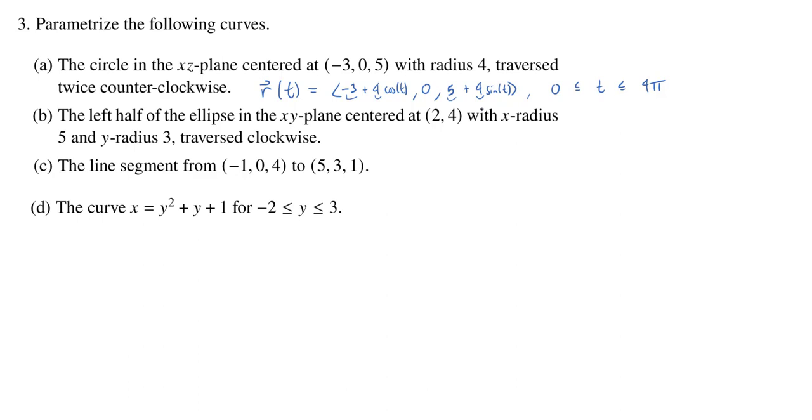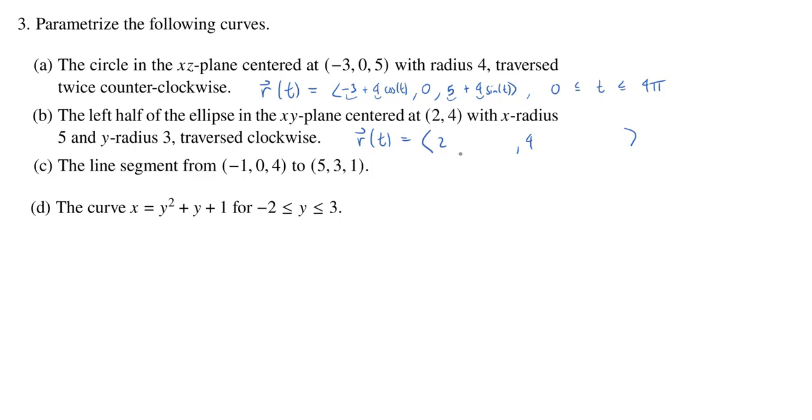Okay, number B. Let's see, we want the left half of an ellipse. Okay, so it's going to be an ellipse. We'll deal with the left half later. It's in the xy plane. The center is at 2, 4, so we could just treat this as a two-dimensional vector function. So we'll have r of t equals, and let's see here. Again, the center is at 2, 4, so we just start there with 2 and a 4.